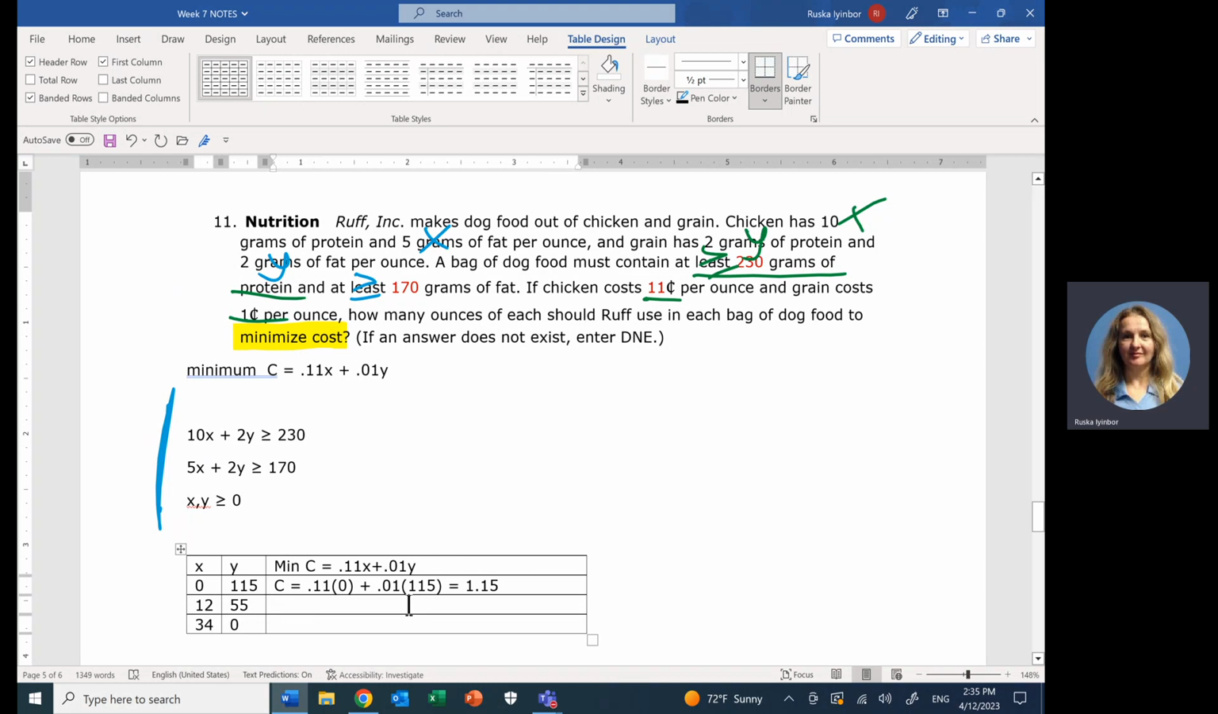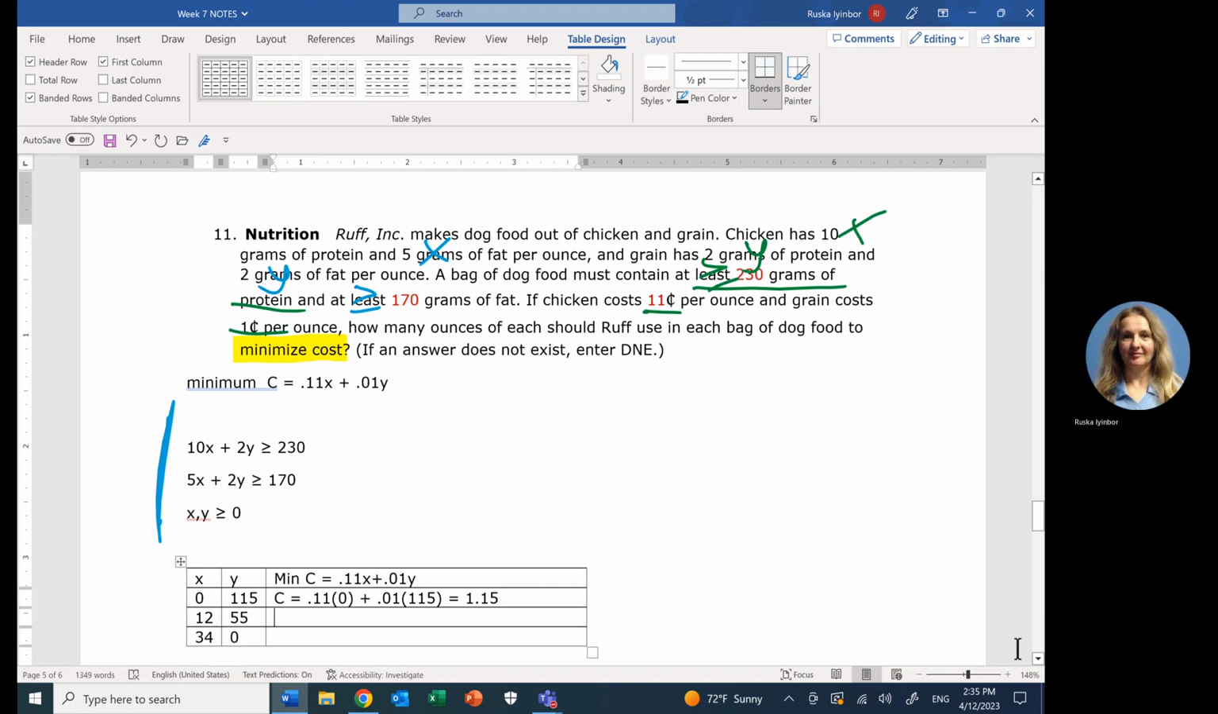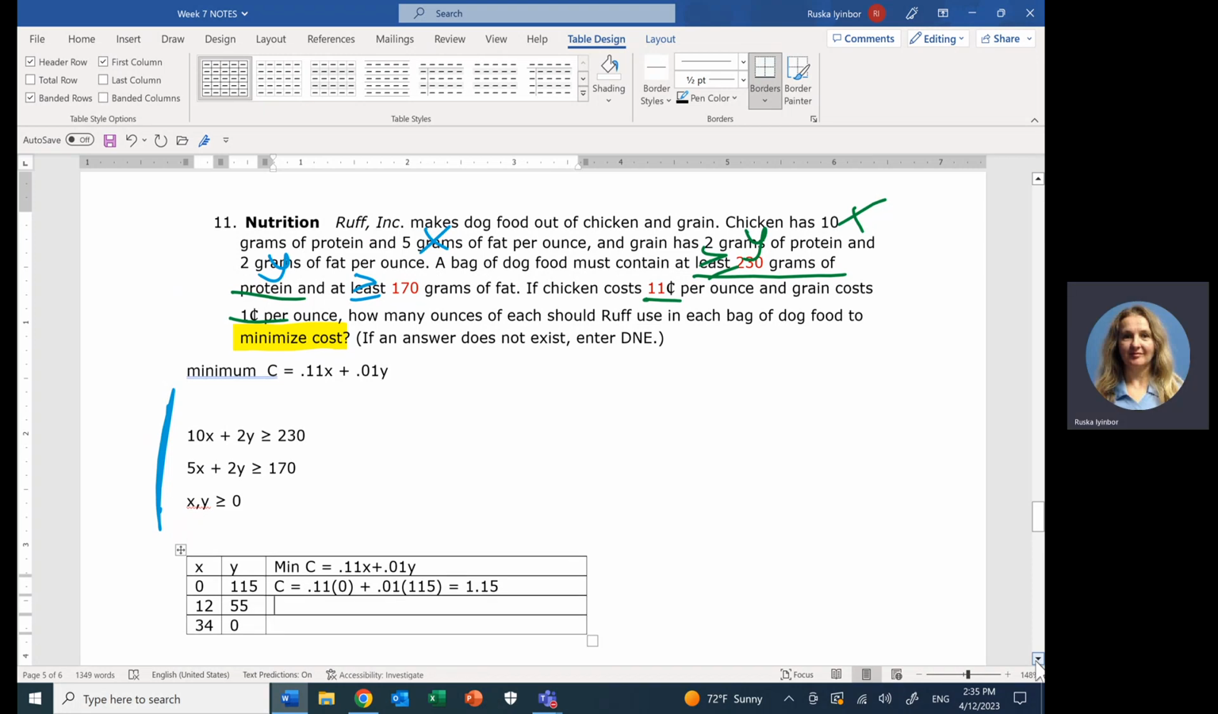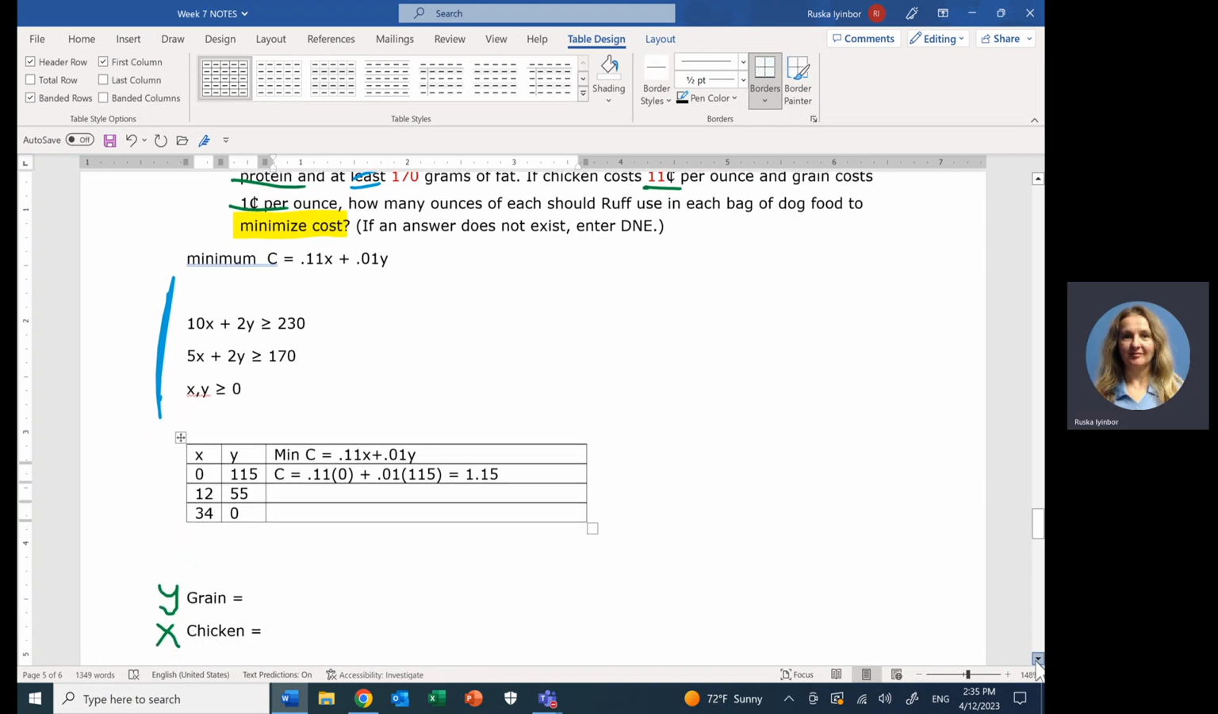That's going to be the cost if I use these proportions for the chicken and for the grain. Also, that means if I use 0 ounces chicken and 115 grain. So let's do the next one.